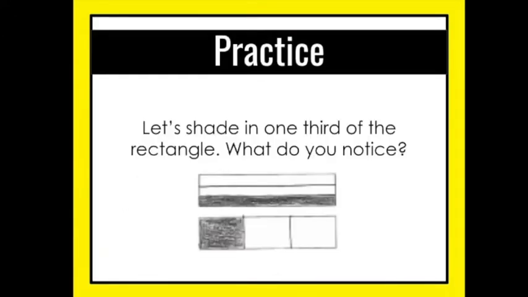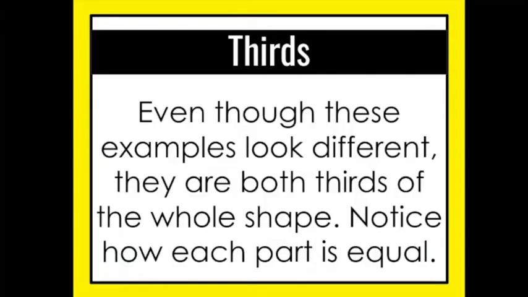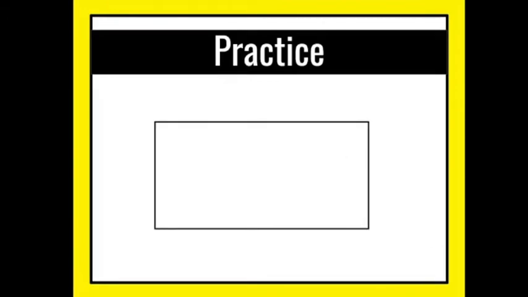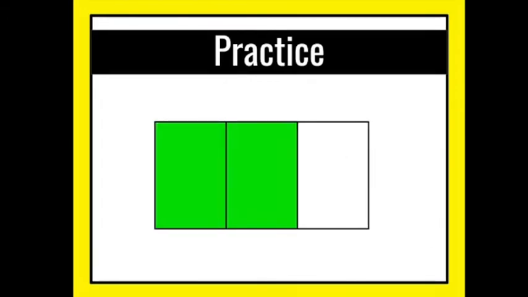Let's shade in 1/3 of the rectangle. What do you notice? Even though these examples look different, they are both thirds of the whole shape. Notice how each part is equal. Let's color in each third and count as we go. 1/3, 2/3, 3/3, or 1 whole.